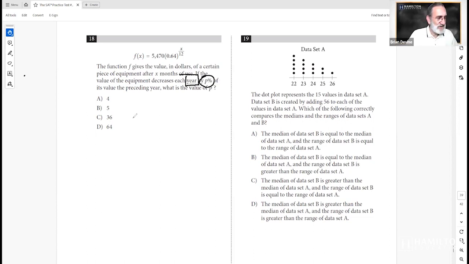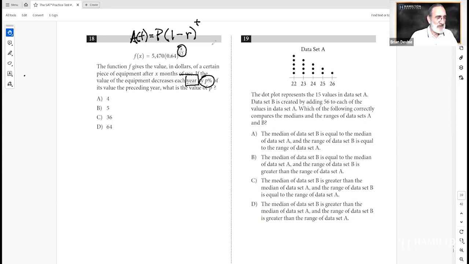Well, check this out. We saw something like this earlier. We're comparing it to the idea of a growth decay formula, simple growth decay. And we have our initial value. Here it's 5,470. And this is times 1, and we're decaying. We're going down. So minus our rate. And then this would be per time unit. Well, no, this is in months.